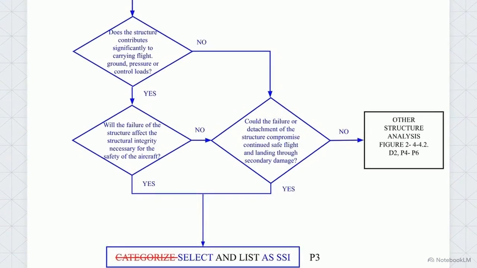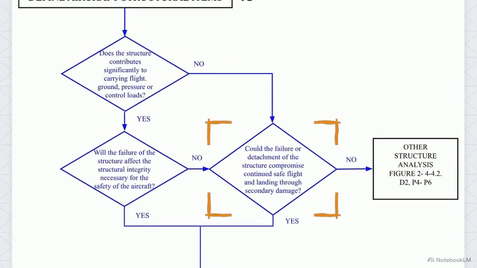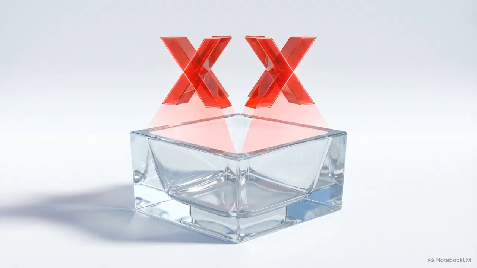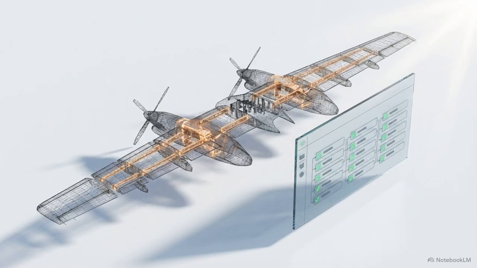A negative result sends the component to the second node, which evaluates the potential for secondary damage during in-flight detachment. A component is only routed to the other structure bin if it yields a negative answer at both the primary load gate and the secondary damage gate. Mapping the procedure this way creates an auditable record of why each piece of aircraft architecture was or was not selected for intensive structural analysis.